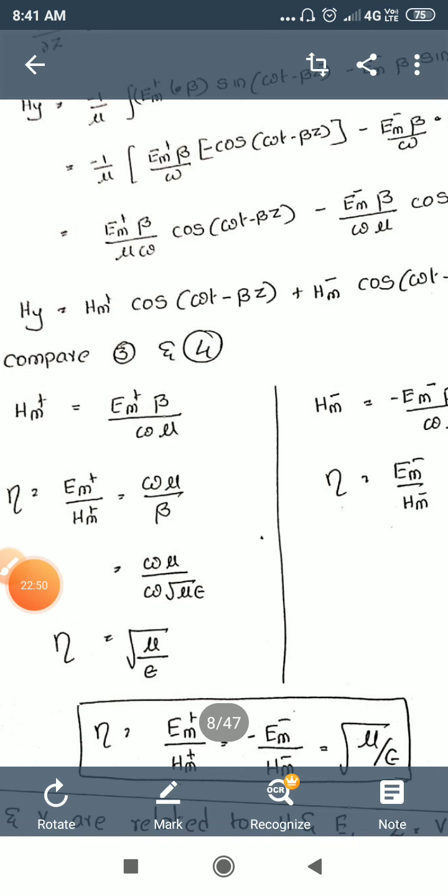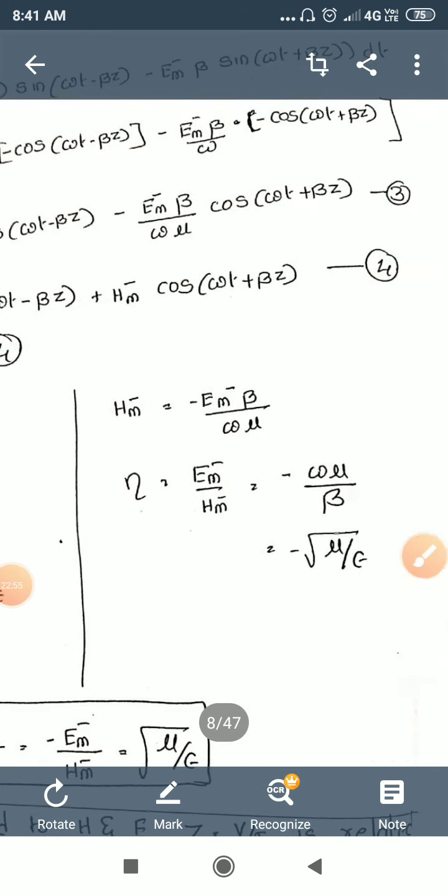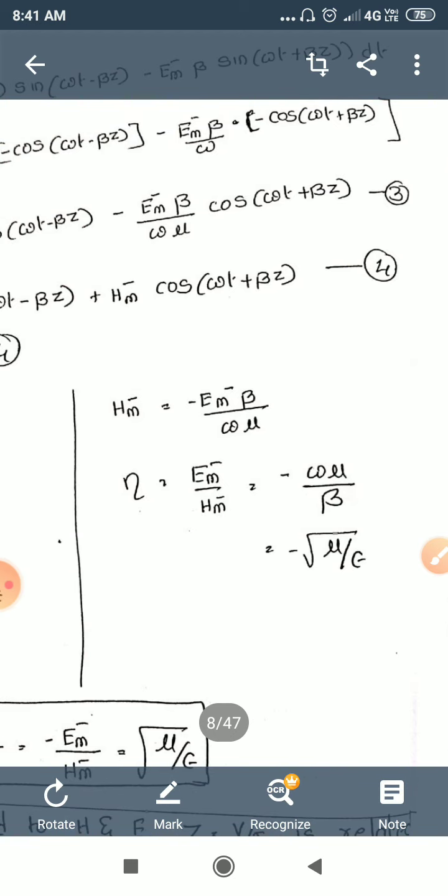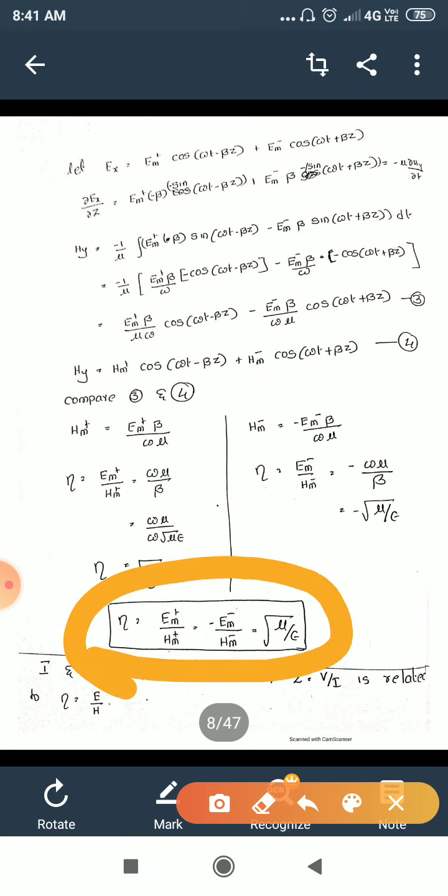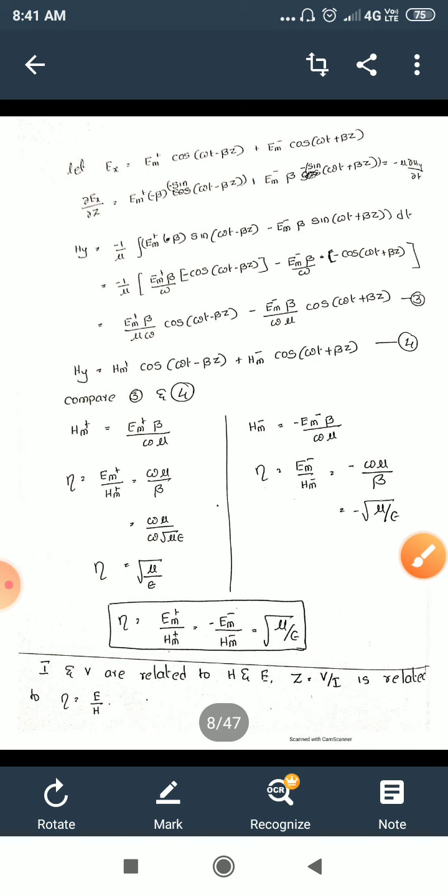If we are taking a negative, then also we will get the same, where eta equal to minus root of mu by epsilon. So finally eta equal to E by H, which is equal to root of mu by epsilon. If it is a medium, we can take root of mu naught mu r by epsilon naught epsilon r. If it is free space, it is nothing but root of mu naught by epsilon naught. So substitute the mu naught and epsilon naught values and find the value. This will be equal to 120 pi, or 377 ohms, which is the free space impedance.